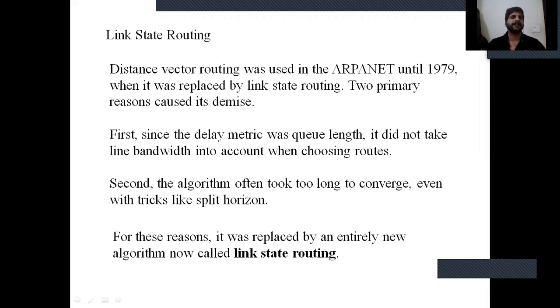First, the distance vector routing algorithm was used in the ARPANET until 1979, when it was replaced by the link state routing algorithm. Two primary reasons caused its demise. First, since the delay metric was queue length, it did not take line bandwidth into account when choosing routes. Second, the algorithm often took too long to converge, even with tricks like split horizon. For these reasons, it was replaced by an entirely new algorithm called the link state routing algorithm.